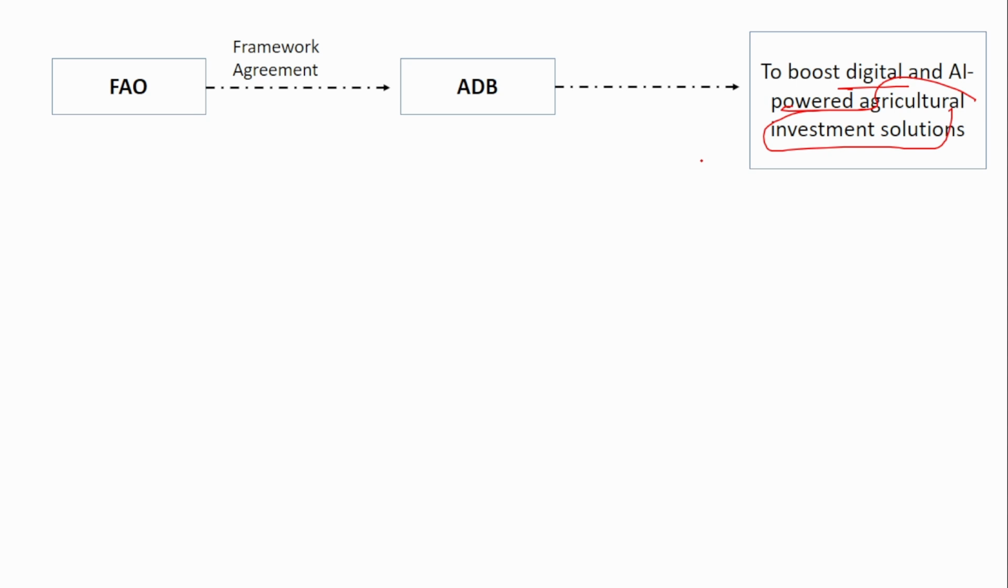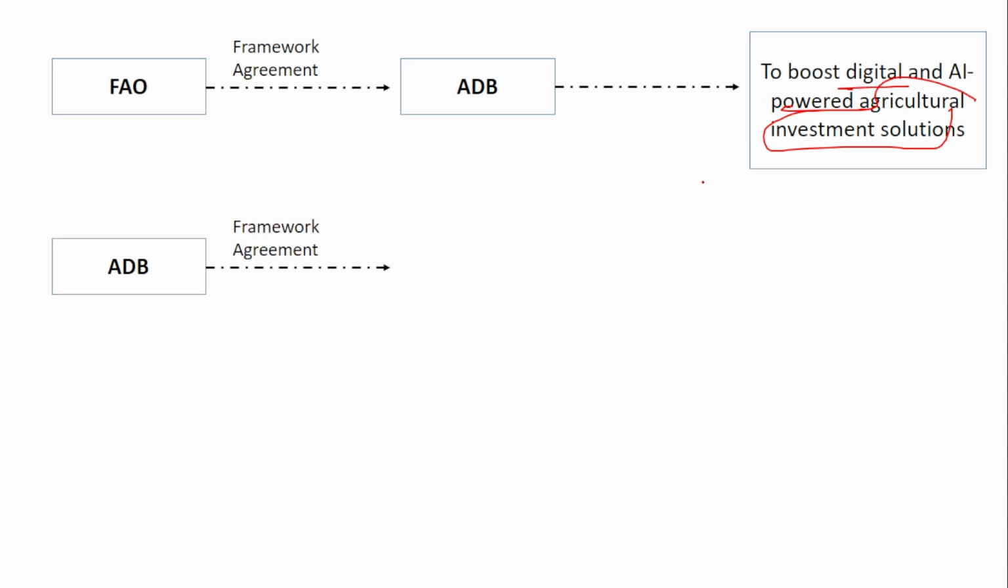So how to wisely use the AI solutions in agriculture, because nowadays if you see even the drone technology has been brought into use under the agriculture system. Similarly, how to use the digital AI systems in agriculture. So all for that, this agreement has been signed.